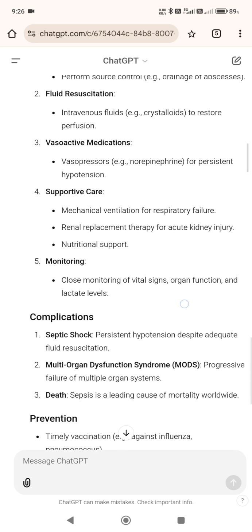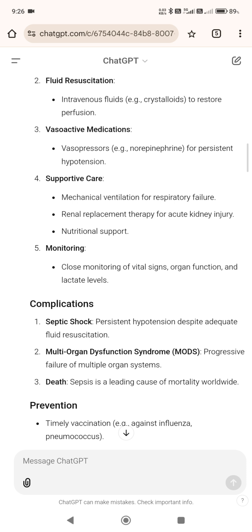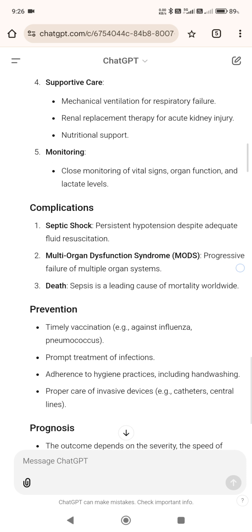2. Fluid resuscitation. Intravenous fluids, e.g. crystalloids, to restore perfusion. 3. Vasoactive medications, vasopressors, e.g. norepinephrine, for persistent hypotension. 4. Supportive care: mechanical ventilation for respiratory failure, renal replacement therapy for acute kidney injury, nutritional support. 5. Monitoring: close monitoring of vital signs, organ function, and lactate levels.